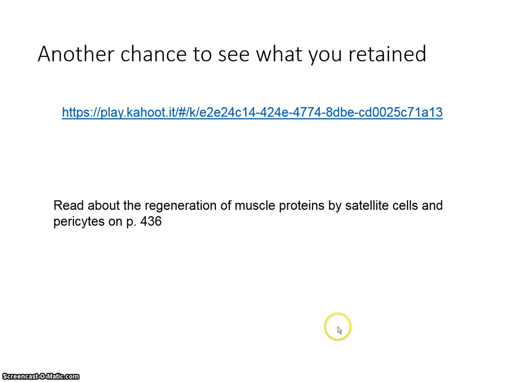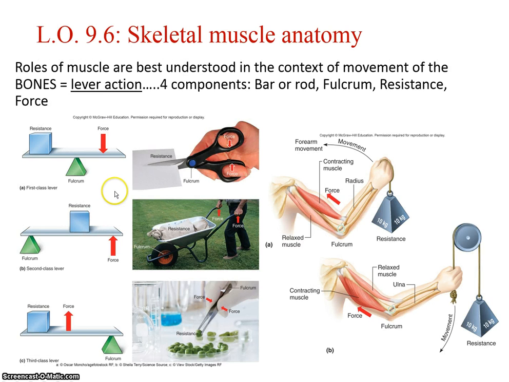All right. Again, you can read about the regeneration of muscle proteins by satellite cells and pericytes. It's pretty cool, right, on page 436. But that's also not something I'm going to test you over. This is actually some stuff from McGraw-Hill on the rest of this. It's basically figures, and I'm going to leave this for your ability. I'm just not going to talk about all of it.